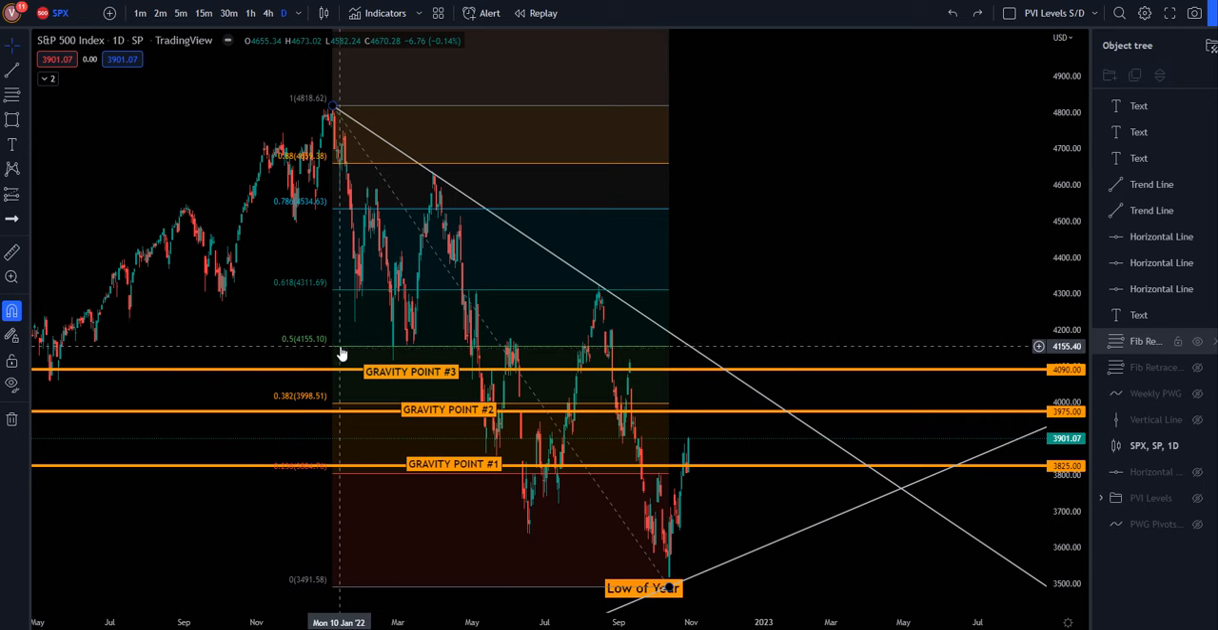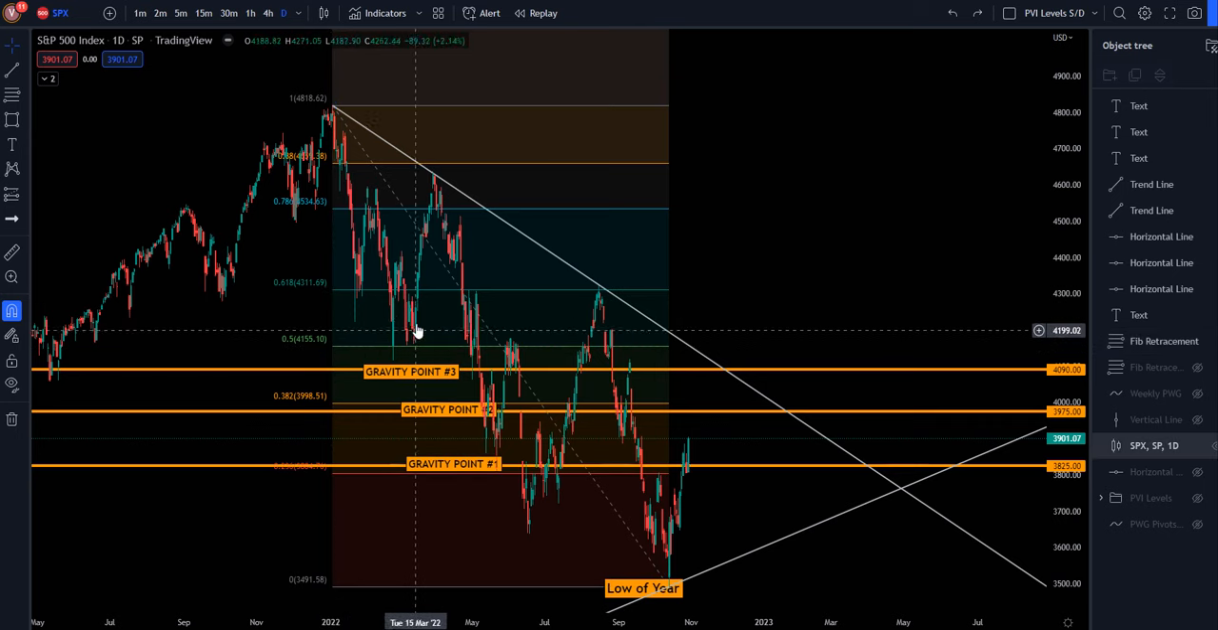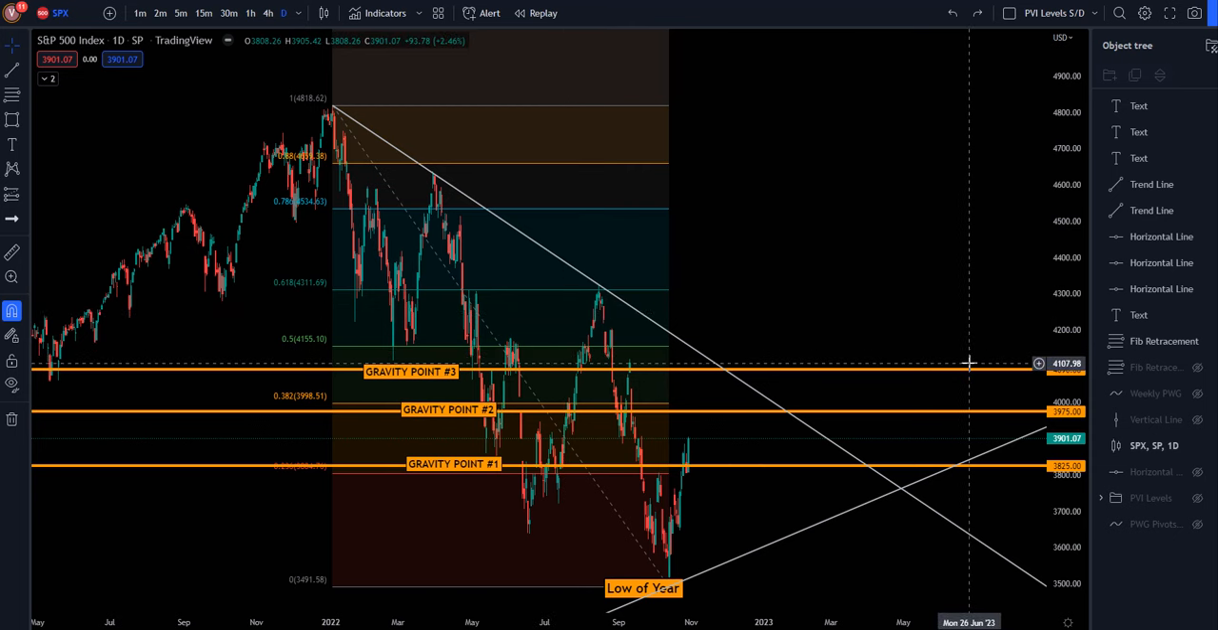Well, 0.5 right now is 41.55. From the high of the year, the all-time highs, to the low of the year, a typical retracement in a healthy market would be 0.5 to 0.618. We're going to go through and retrade this zone somewhere in the future, but not right now, I don't think.